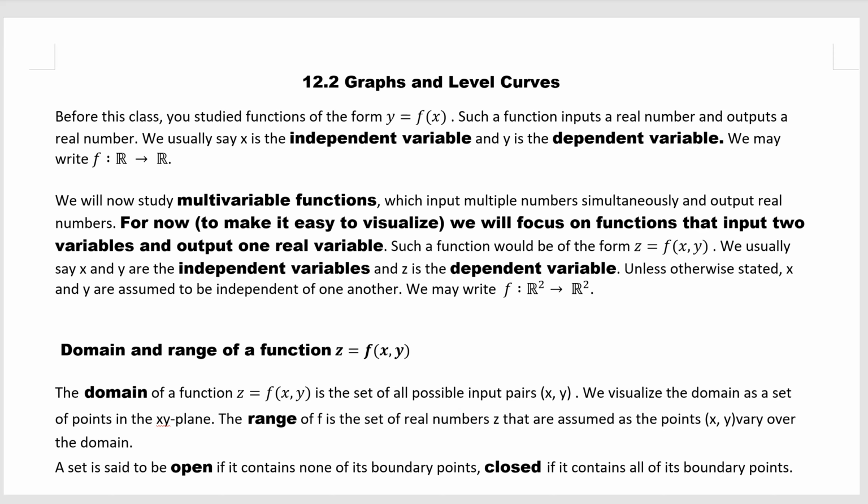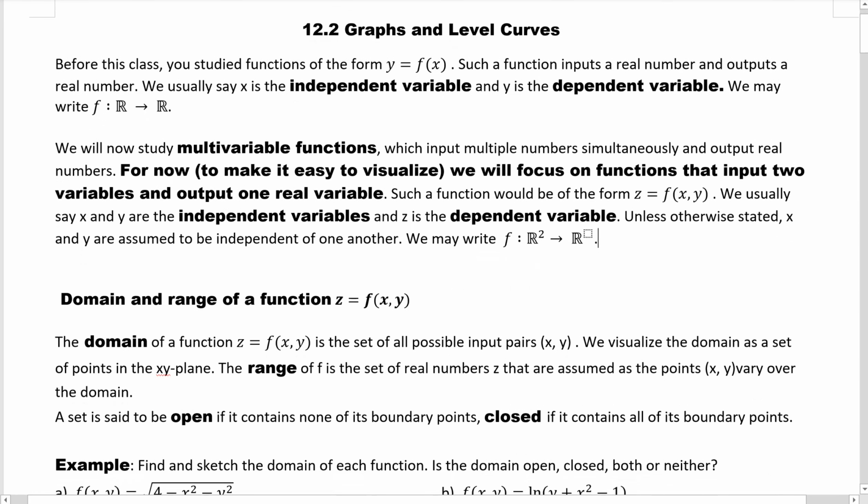Unless otherwise stated, x and y are assumed to be independent of one another, then we can write f is a function from R2 to R. Sorry, there's a typo here. This should be R.